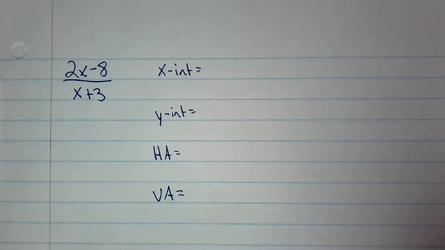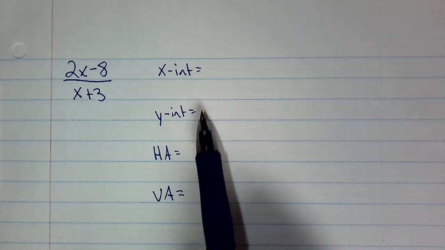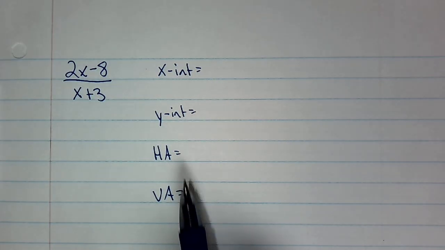Alright, if you're watching this video, pause it, try the question, and then we'll go over it. Given a rational function, the big four are x-intercept, y-intercept, horizontal asymptote, and vertical asymptote.